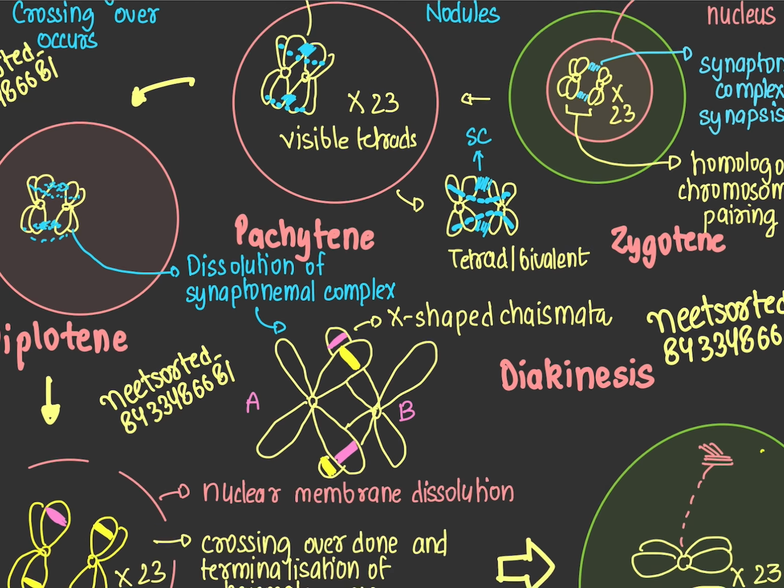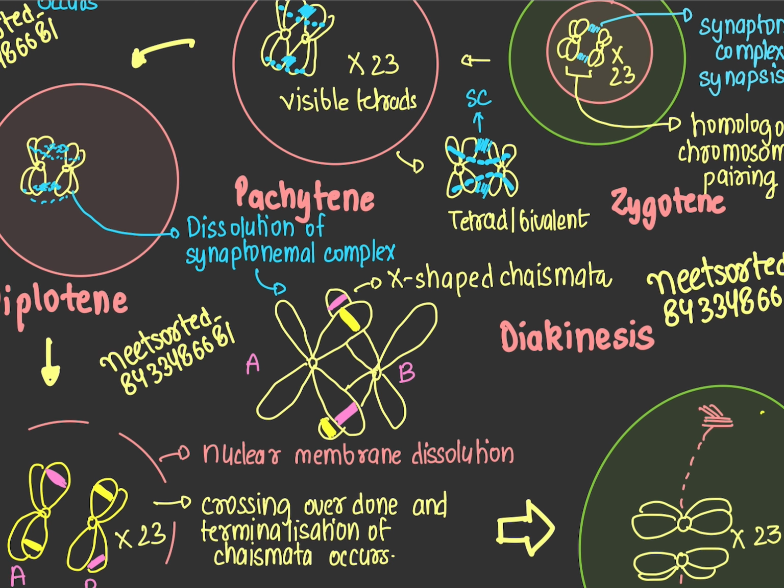Now what occurs in diplotene is the dissolution of the synaptonemal complex. It means that after the crossing over, these are to be separated now. Can you see this X-shaped chiasmata? This is the region of crossing over. Now you can see this is the A chromosome and this is the B chromosome. These are the pair of chromosome number 1.